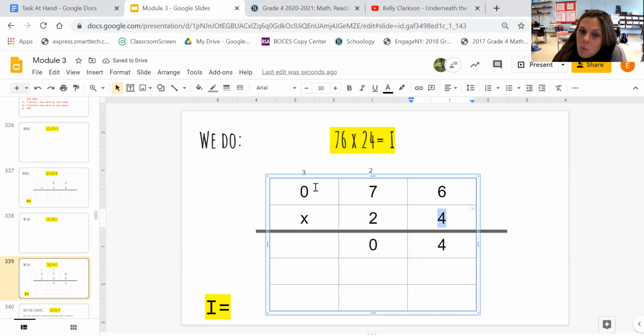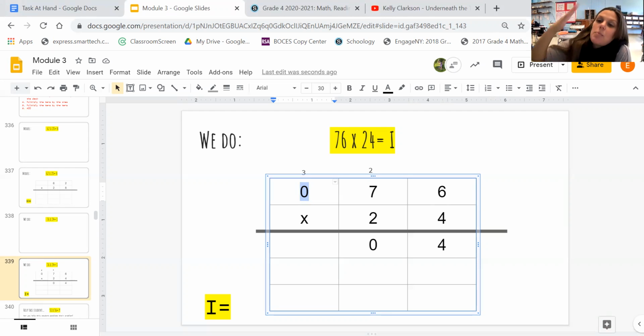Now I can multiply my ones by my hundreds. If I had a number over here, I would multiply my ones by my tens, my ones by my hundreds, my ones by my thousands, and if it was a bigger number, I would keep repeating that process of just multiplying the ones by the next place value. So 4 times 0 is 0, plus 3 is 3.